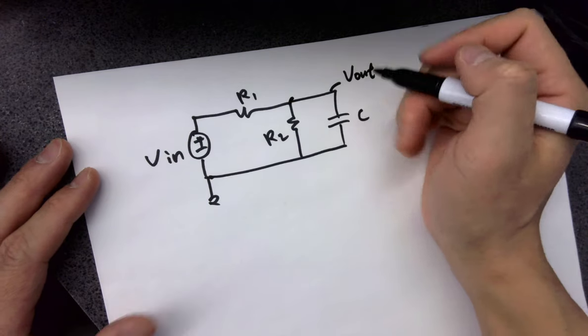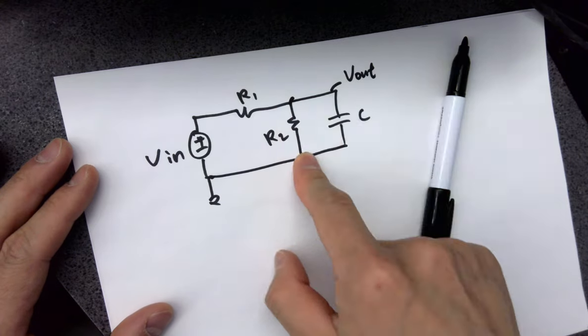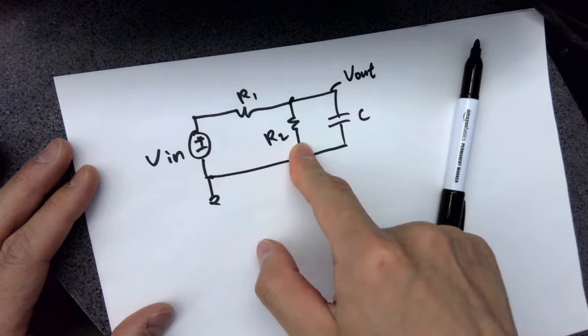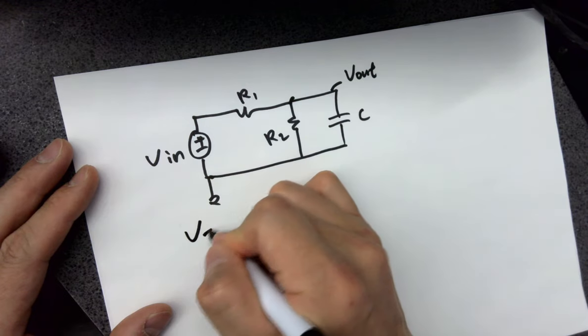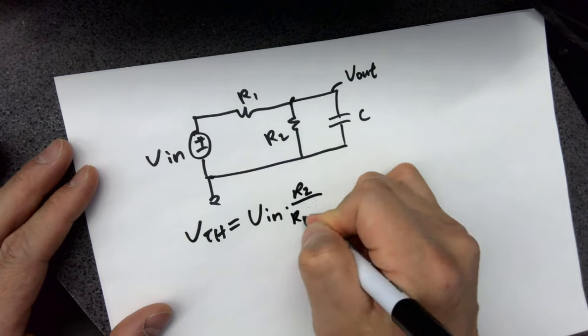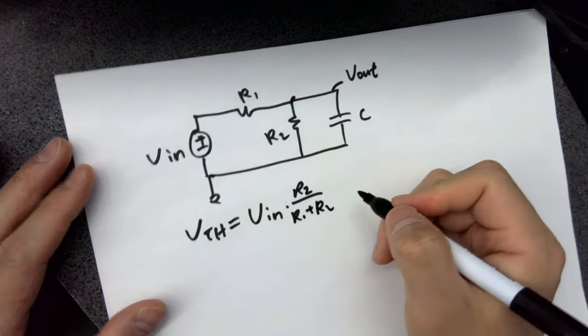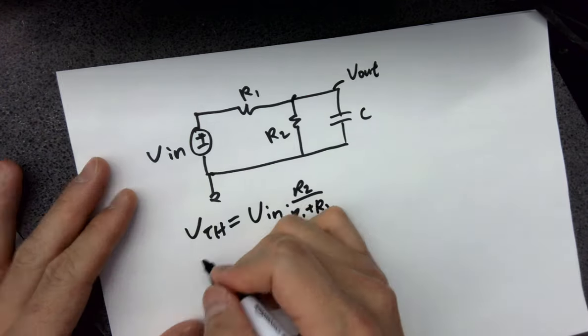VL is VTH. What is VTH? Voltage divider. I just showed you. What's the voltage divider output? So VTH equals what? V in times what? R2 over R1 plus R2. It's a conclusion I just told you. That's VTH. What is RTH?